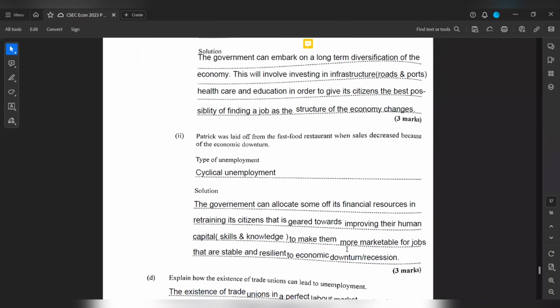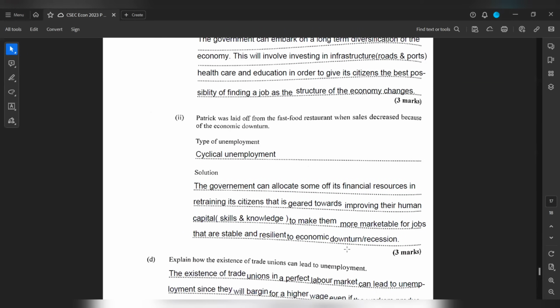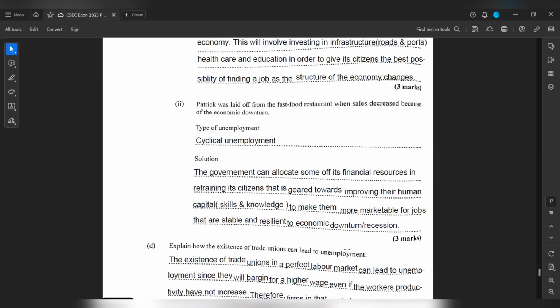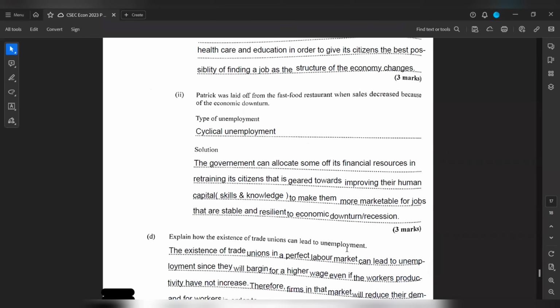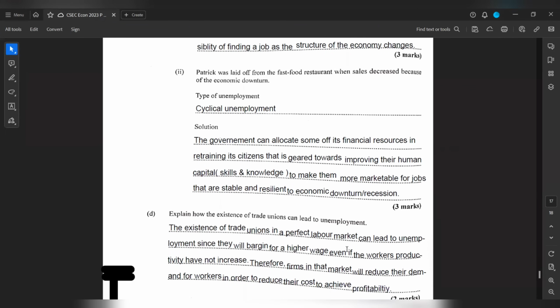And part D wants us to explain how the existence of trade unions can lead to unemployment. The existence of trade unions in a perfect labor market can lead to unemployment since they will bargain for a higher wage even if the workers' productivity has not increased. Therefore, firms in that market will reduce their demand for workers in order to reduce their costs to achieve profitability.